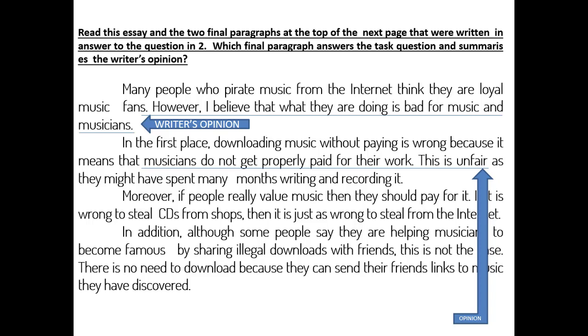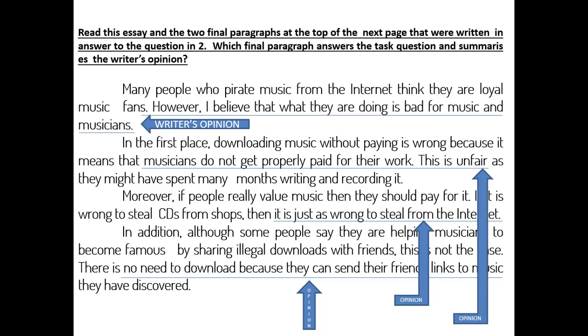From the third paragraph, the opinion is that it is just as wrong to steal from the internet. That is another opinion from the writer. For the fourth paragraph, the opinion from the writer would be, "There is no need to download because they can send their friends links to music." So now you have underlined everything needed. It's time to see which conclusion is closer to the opinion expressed in the essay.